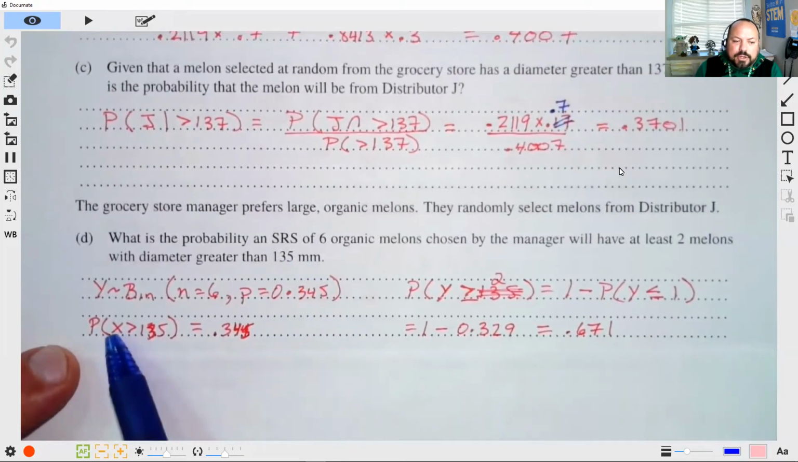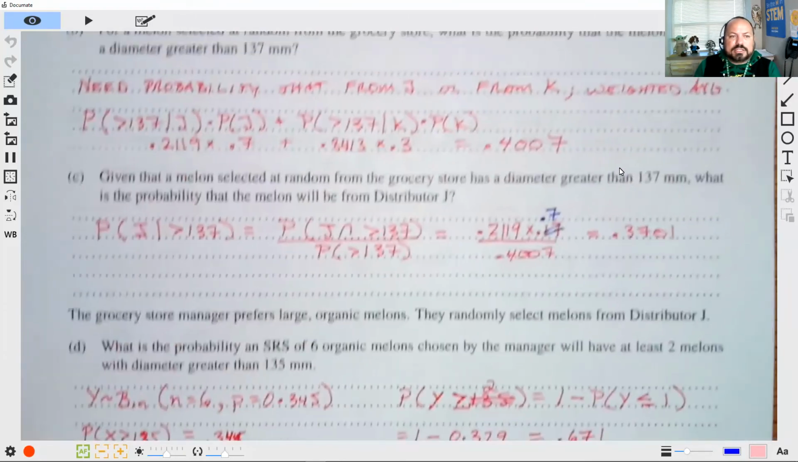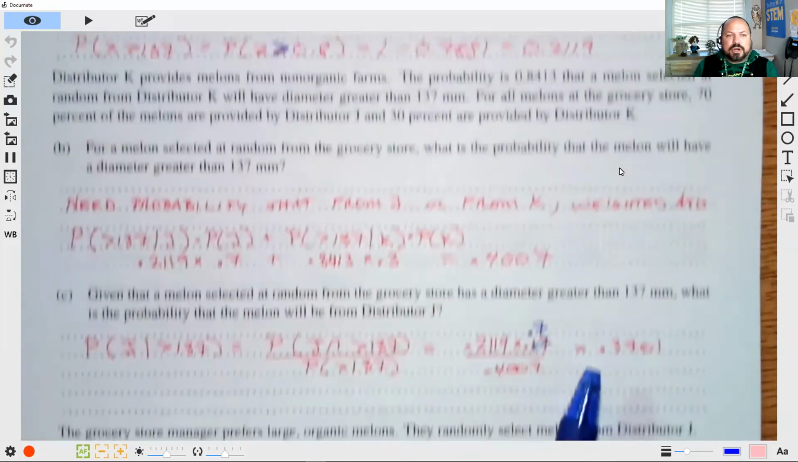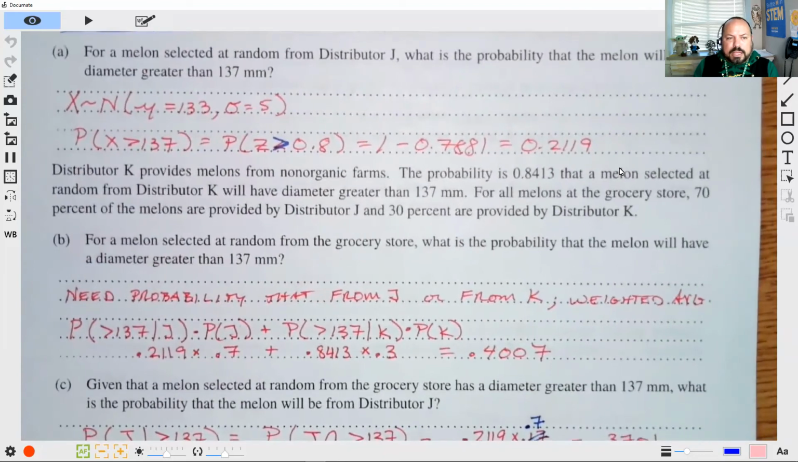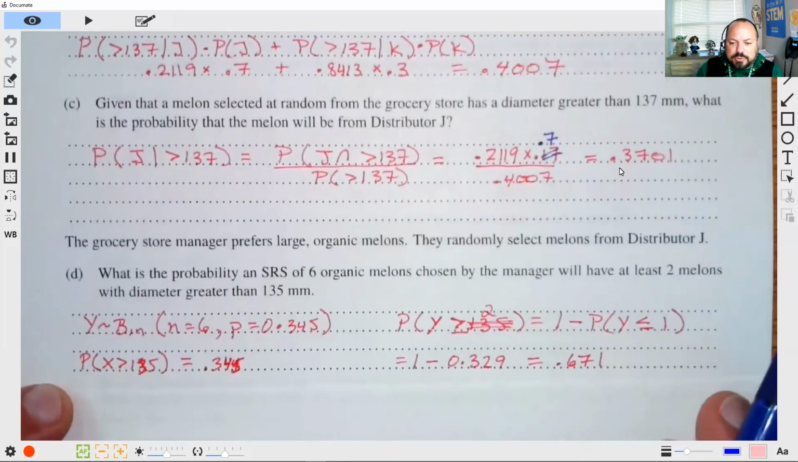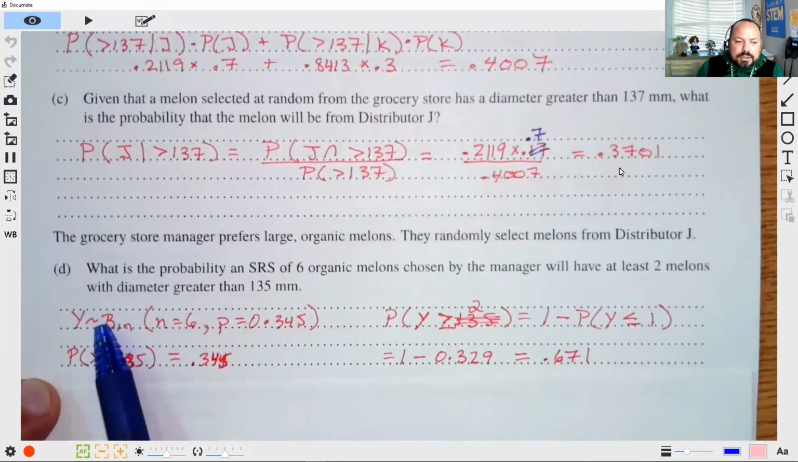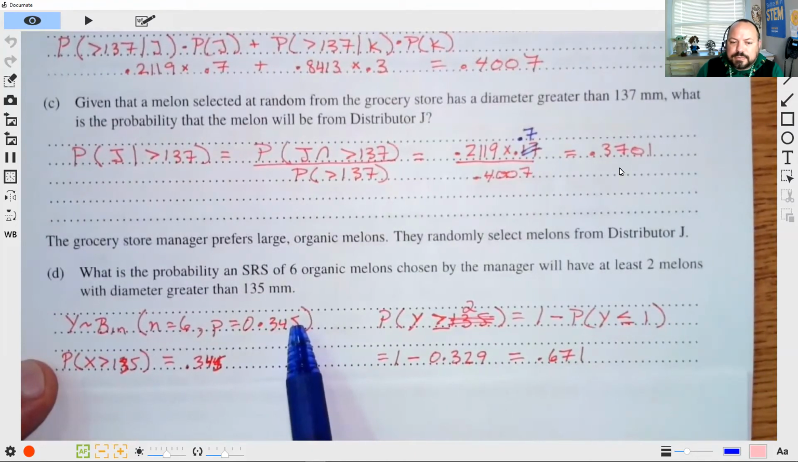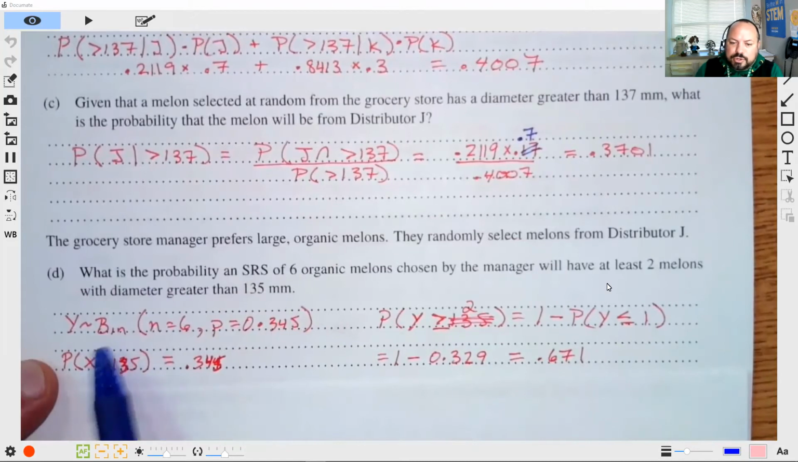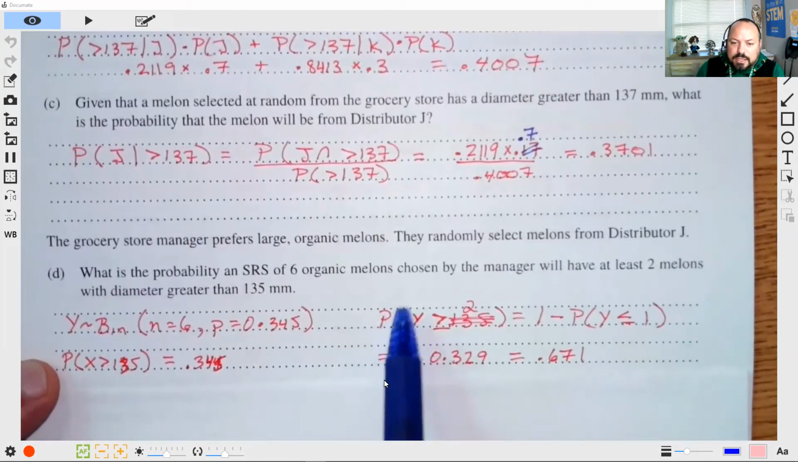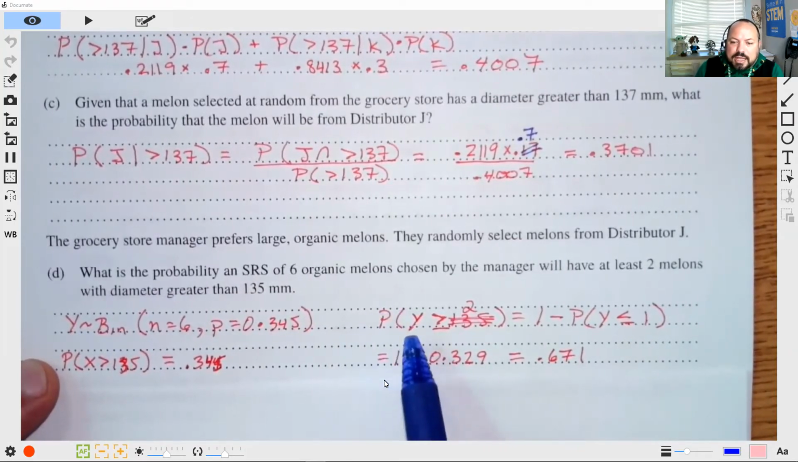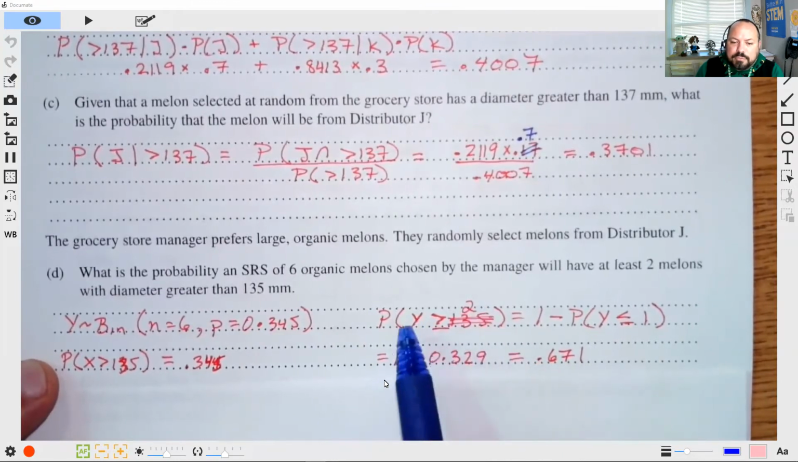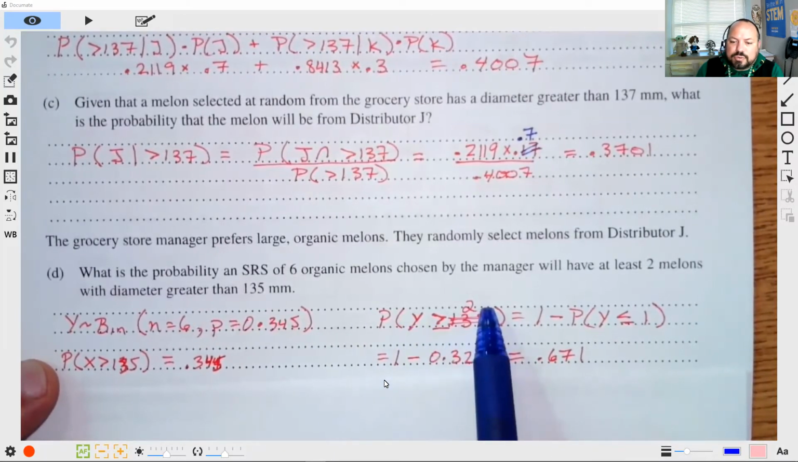The variable X was defined early on in part A, so now I'm using a new variable, Y. The probability that X is greater than 135 is 0.345, so that's my probability of success for this binomial situation of trying to figure out the probability I have at least 2 melons. So the probability that Y is greater than or equal to 2.